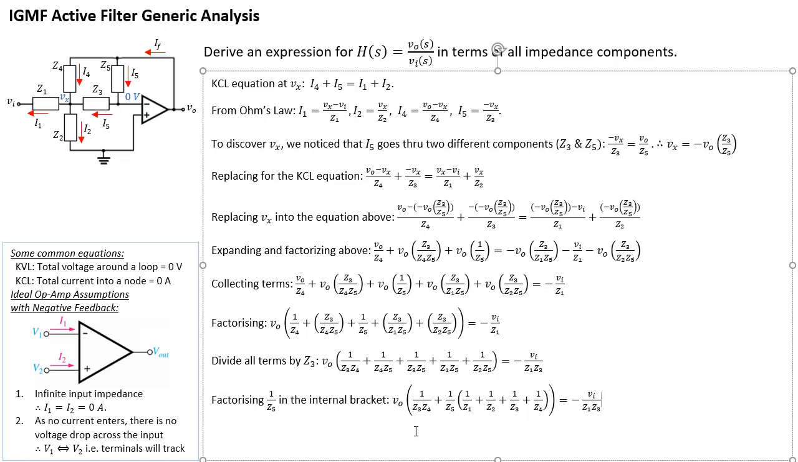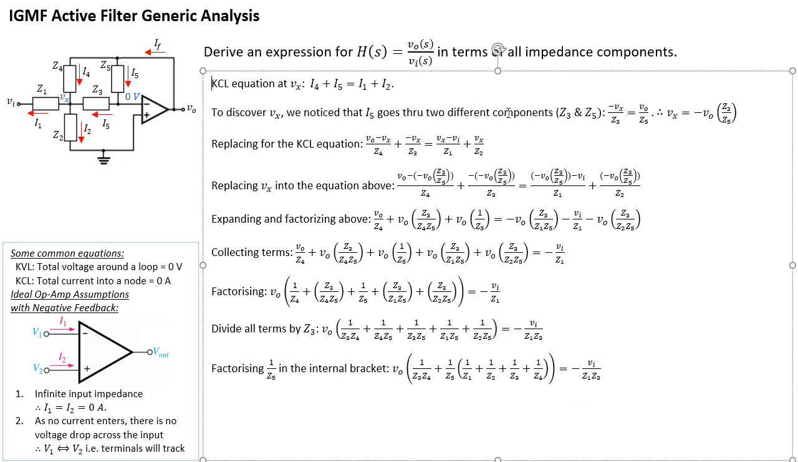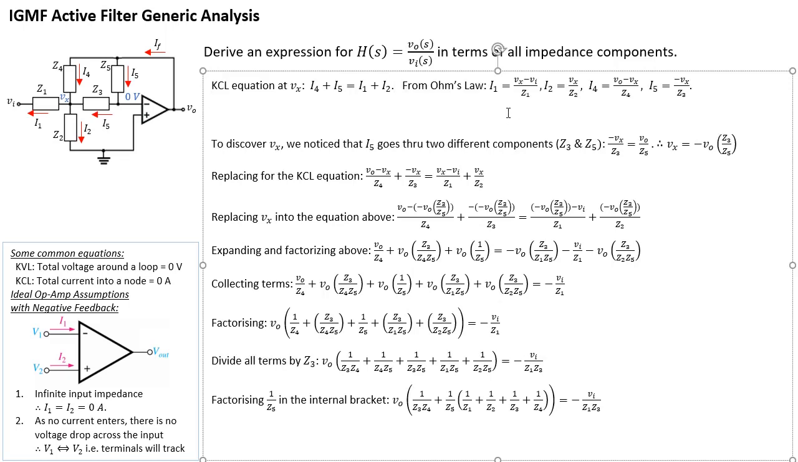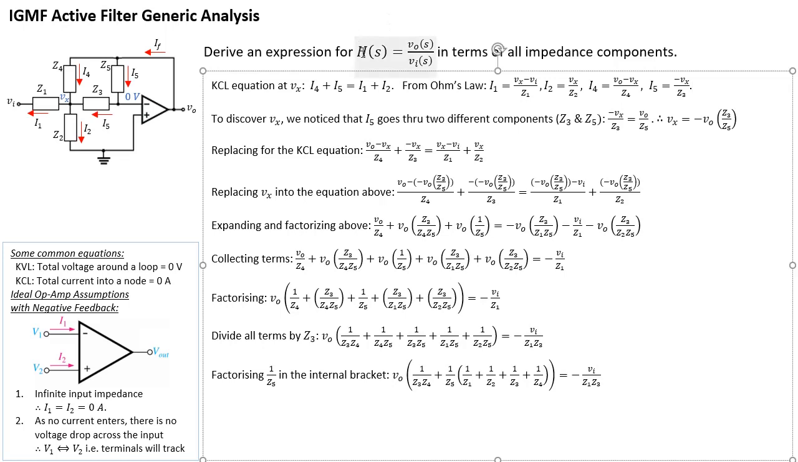Okay, so the next thing to do is, of course, to combine V over Vi, i.e. H of S, into a final expression. All right, so let me just make some space here. Just take this up and put it over here at the top there. Okay. All right, so then that term is now going to be equal to negative, and the top part is going to be 1 over Z1 Z3. All of that is going to be divided by all of these terms here.